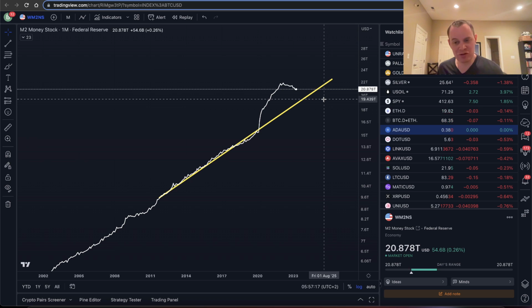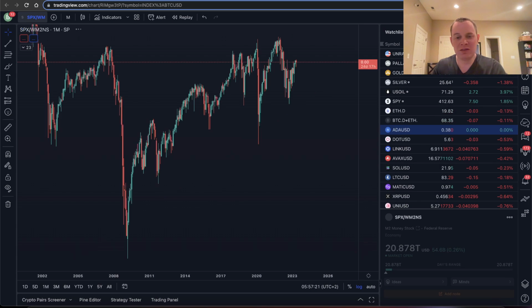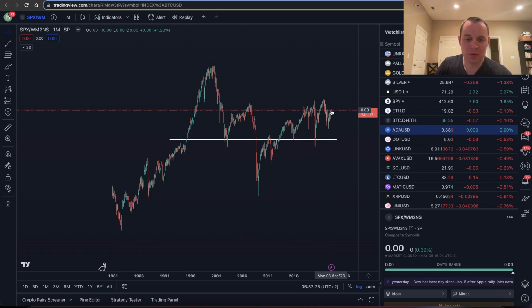Because, as much as we might not want to admit it, when you look at, say, the S&P 500 divided by the money supply, you'll in fact notice that we're at valuations that we were at back in the 1990s, right? In 1997, we were at the same valuation when accounting for the money supply.